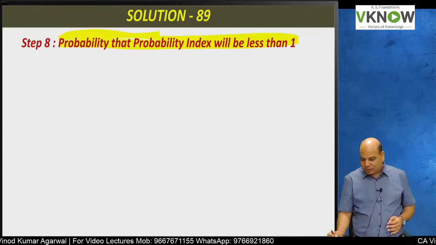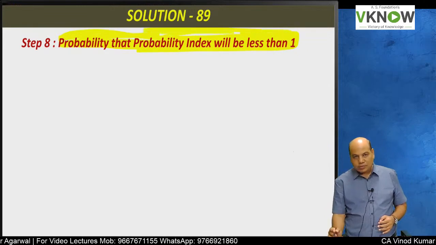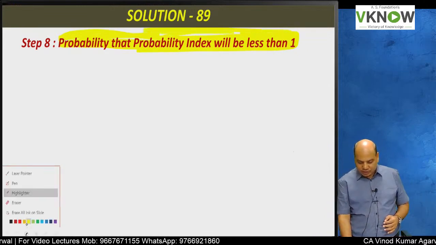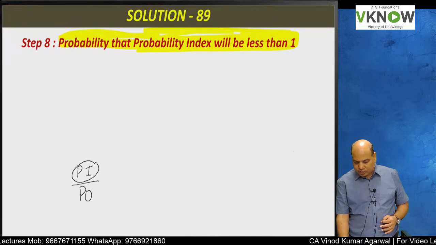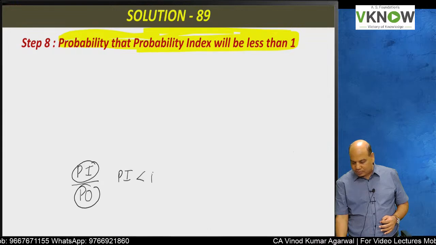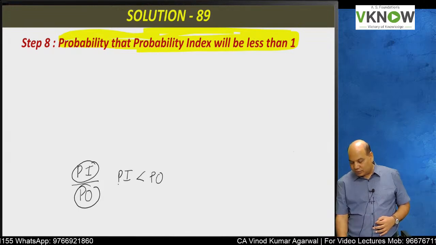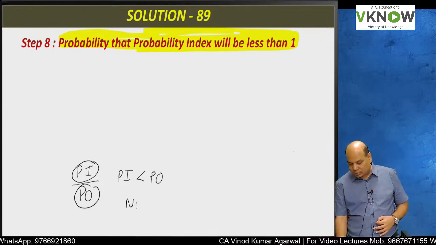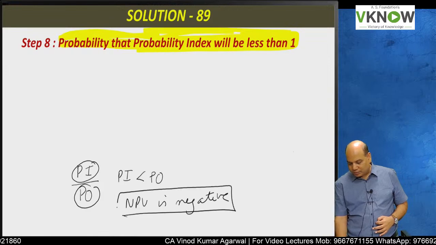Profitability index is less than 1 means what? When will profitability index be less than 1? Profitability index will be less than 1 when PV of inflow is less than PV of outflow. Correct? PV of inflow is less than PV of outflow means NPV is negative.